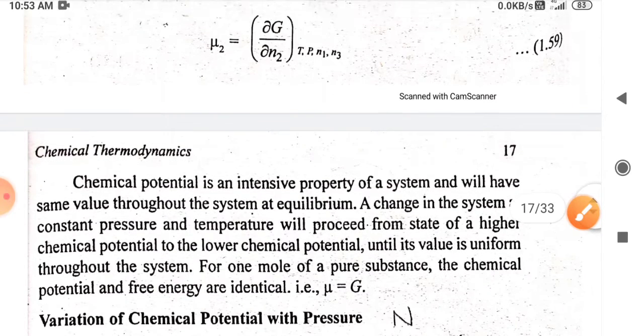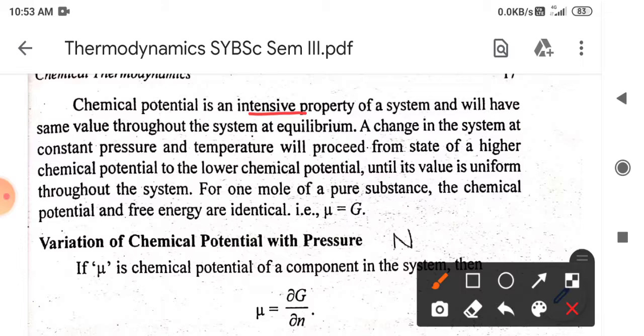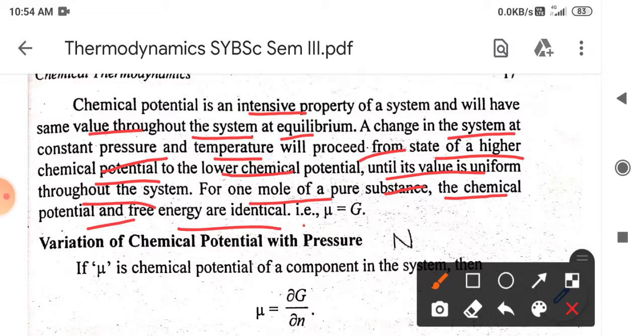The chemical potential is an intensive property of a system, and it will have the same value throughout the system at equilibrium. Change in the system at constant pressure and constant temperature will proceed from the state of higher chemical potential to the lower chemical potential until its values become uniform throughout the system. This is an observed relation for all the spontaneous systems. For 1 mole of a pure substance, the chemical potential and the Gibbs free energy are equal.